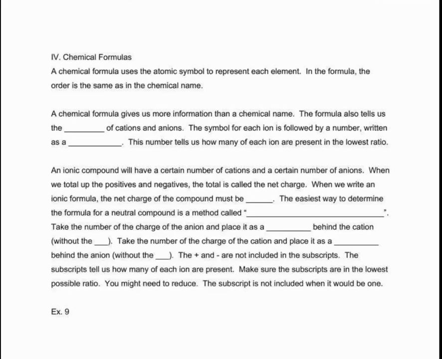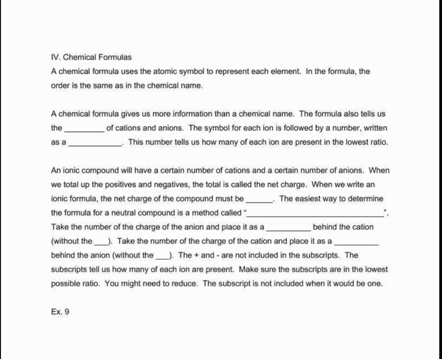Okay, so we are in Unit 5 and we are looking at the top of page 6. We just finished talking about chemical names and now we're talking about chemical formulas. A chemical formula uses the atomic symbol to represent the elements in a compound. In the formula, the order is the same as in the chemical name. So we're not really changing things other than we're going to use the atomic symbol rather than the chemical names.